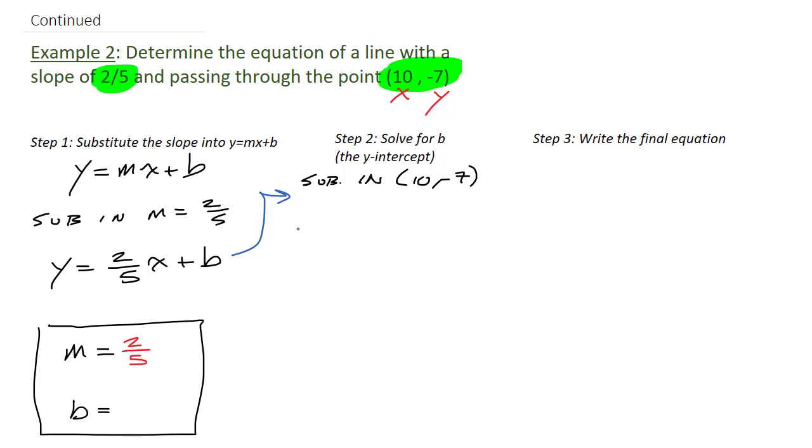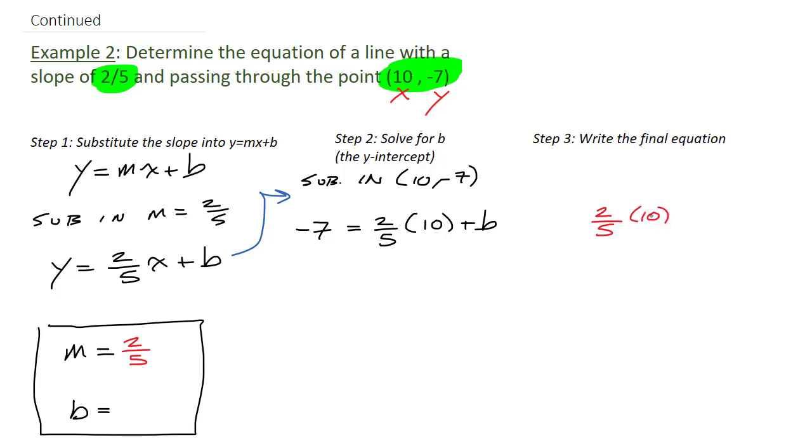Okay, so the y coordinate's -7 equals 2/5 times x, which is 10, plus b. I'm just taking this equation here and replacing the y with -7 and the x with 10. So in this case, we're saying, well, what's 2/5 times 10? You have two choices. Let's just go over here and do a little rough work.